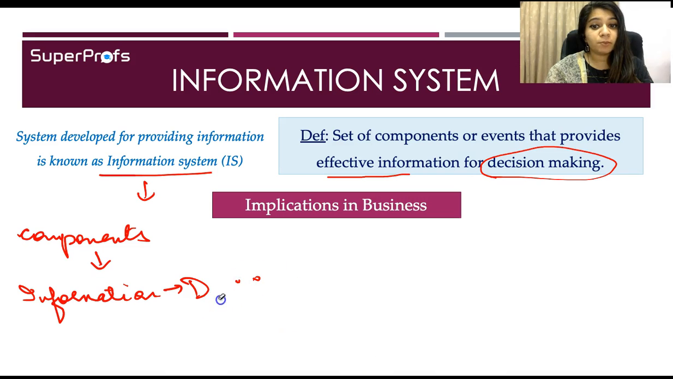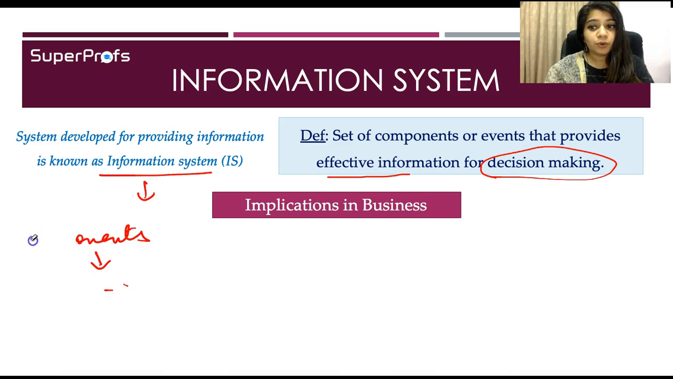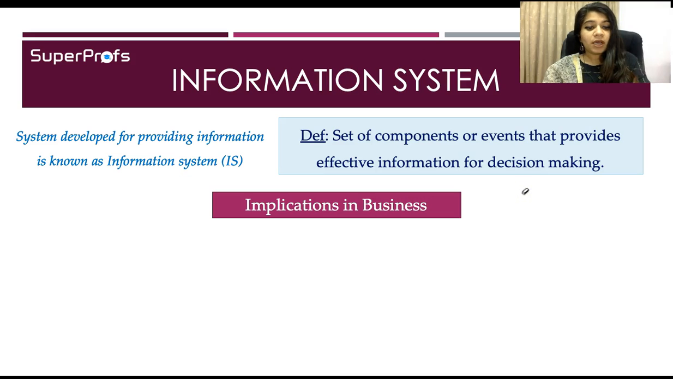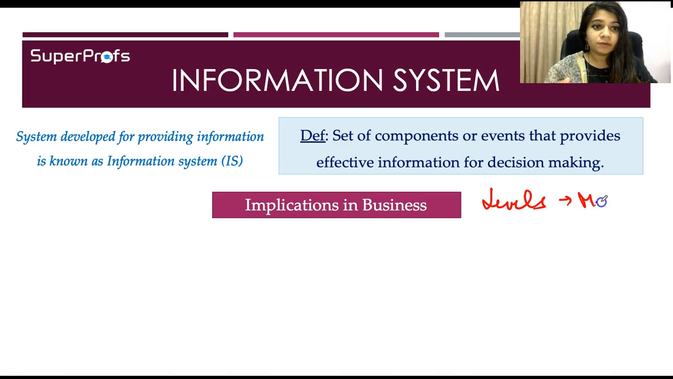Now what we are reading here is about why the information system is so important to business. So let's see what the implications of a business information system are in business. Various kinds of information are required by different levels of management, so implications also depend on the different levels of management.